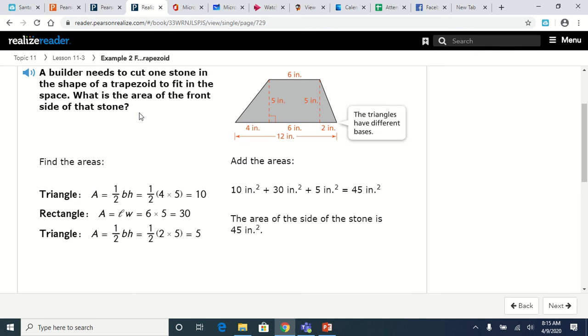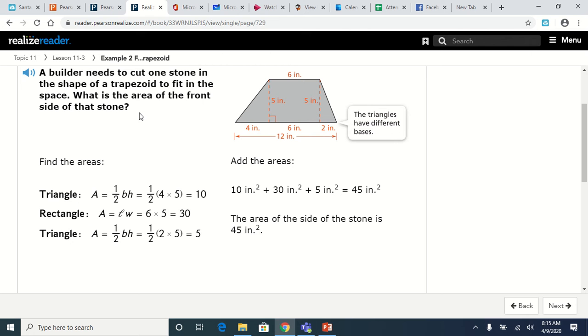Alright guys, to start this lesson, I'm actually going to start from the example that they have in the book. Okay, 11.3, 7.3, where you're talking about the area of a trapezoid. There are two different ways to do this. I wanted to bring up the way the book does it first.